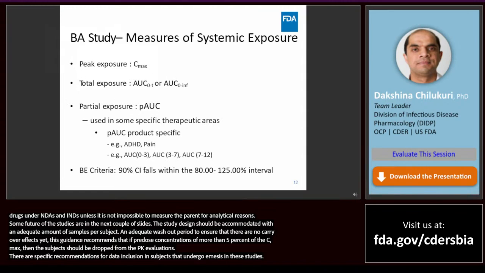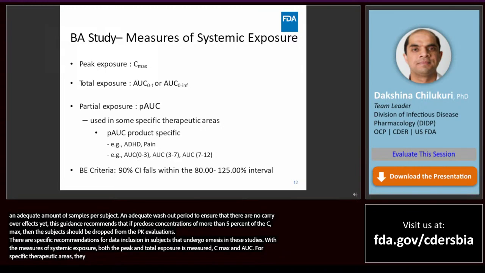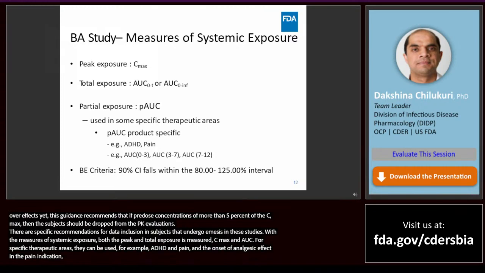Under measures of systemic exposure, both the peak and total exposure are measured, Cmax and AUCs. For specific therapeutic areas, partial AUCs can be used. For example, ADHD and pain, where for the onset of the analgesic effect in the pain indication, the use of partial areas could be done, and this is covered again in a subsequent presentation during this session.